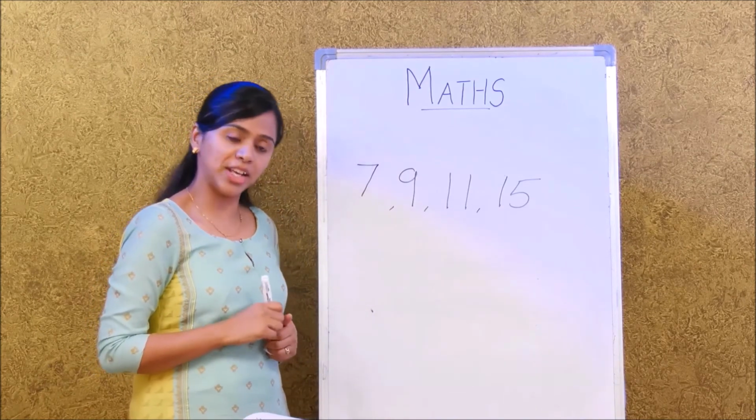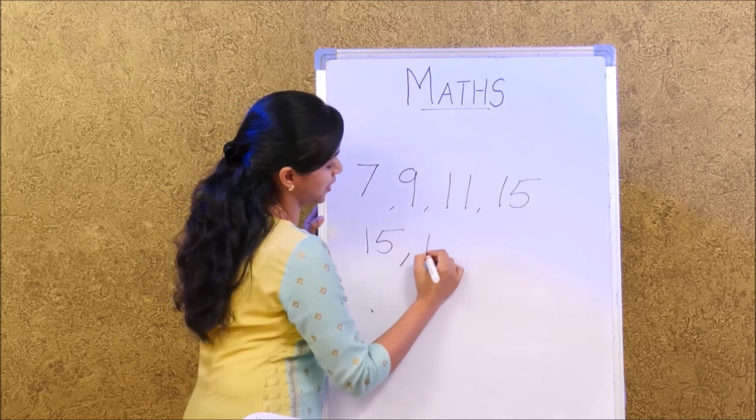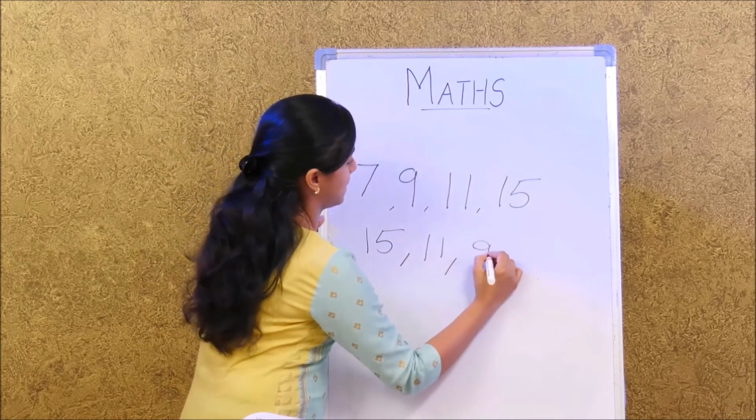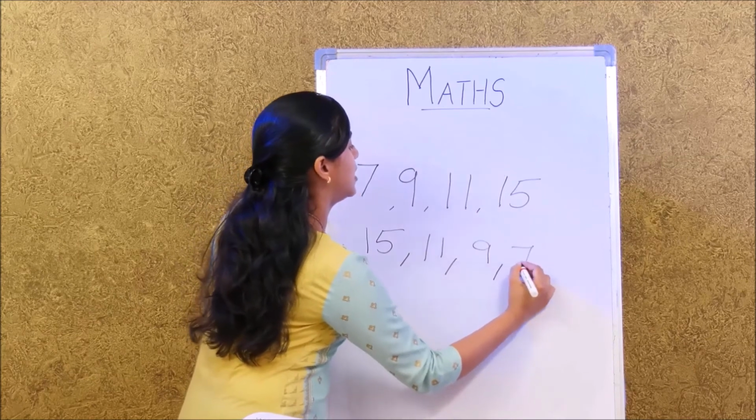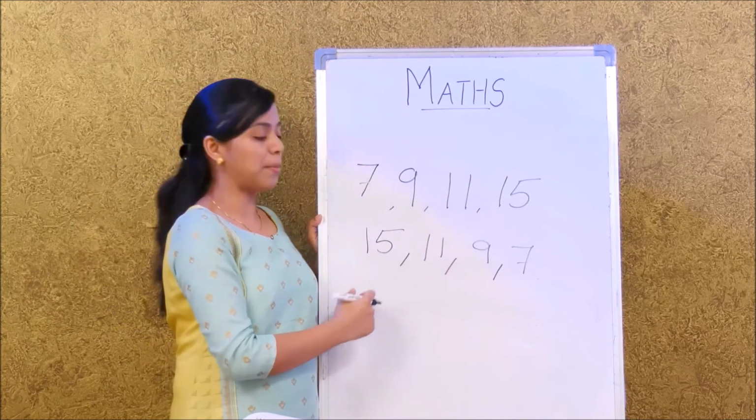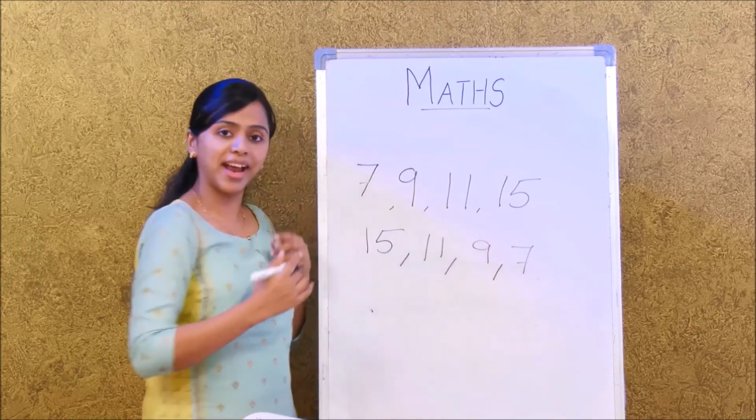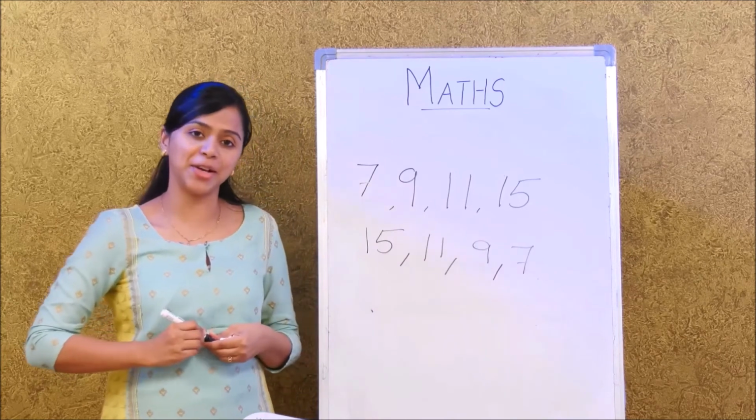How about descending order? The same thing. It's just the reverse of it. So, here it is the opposite, right? The number which is on the left is greater than the number which is on the right. That is called descending order.